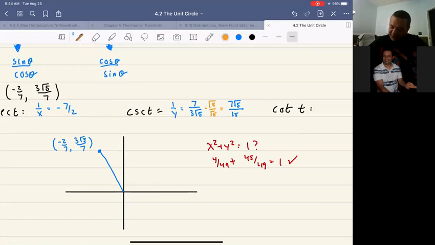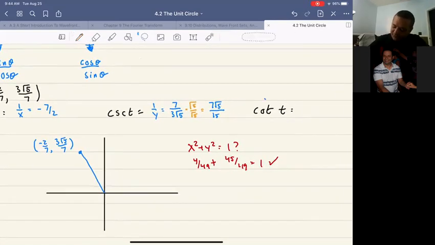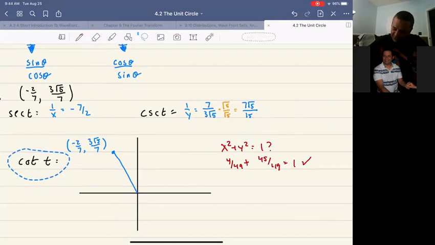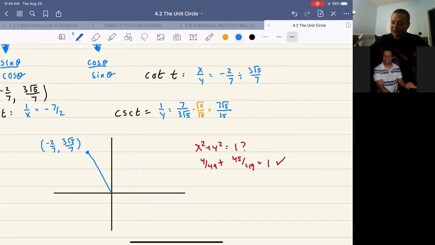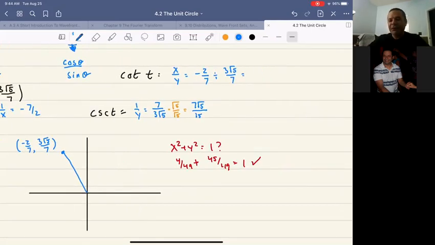Okay, let's go to cotangent of t. Remember, that's the inverse of tangent. So it's going to be x over y. So it's going to be negative 2/7 divided by 3 root 5 over 7. So I'm going to do what I normally do when I divide by fractions. I'm going to flip the second and multiply.